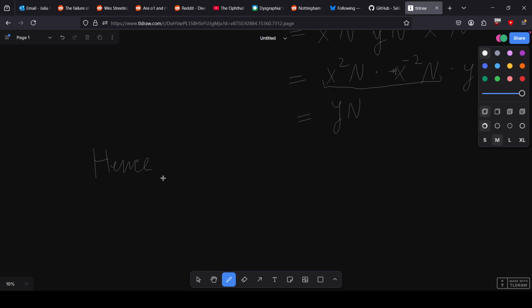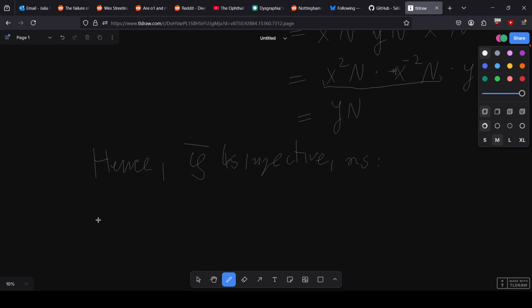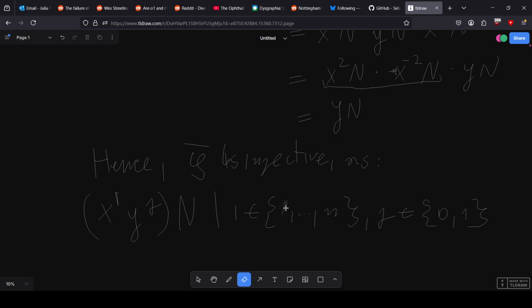Hence, phi bar is injective, as in particular in this case, what happens here is, since we have a general form for... this should be from 0 actually.